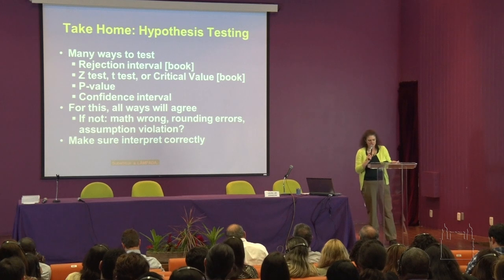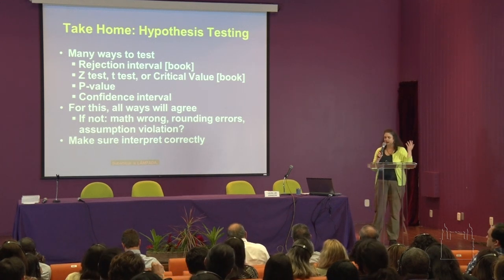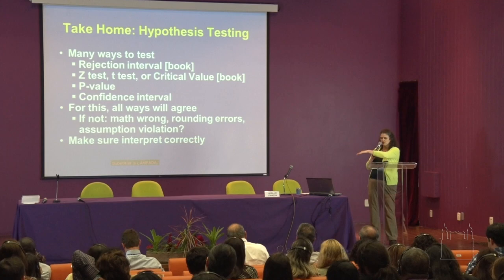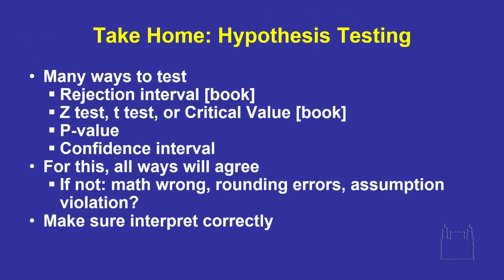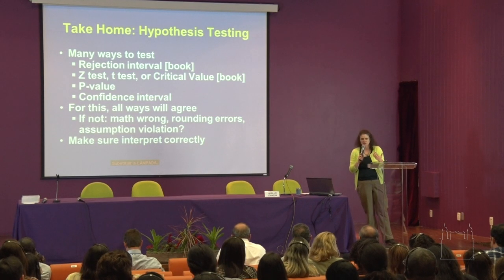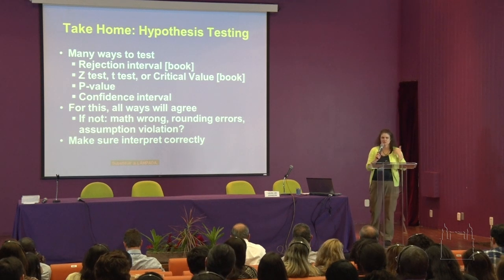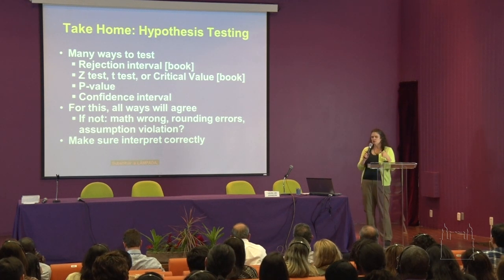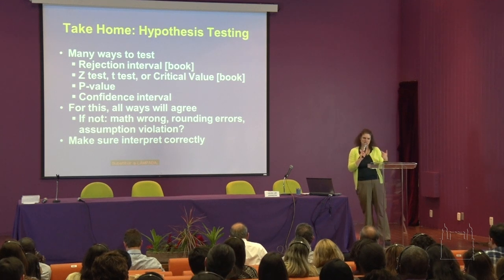Take home for hypothesis testing. You've got a lot of ways to reject a test. The book will tell you some. I talked to you about p-values and confidence intervals. They should more or less agree with each other. However, sometimes you get the math wrong, sometimes there are rounding errors, and sometimes there are violations of assumptions. Sometimes the tests shouldn't be done and there are little differences. This is again when I get the phone call. Make sure you interpret your hypothesis tests correctly. Do not under and do not over interpret them.